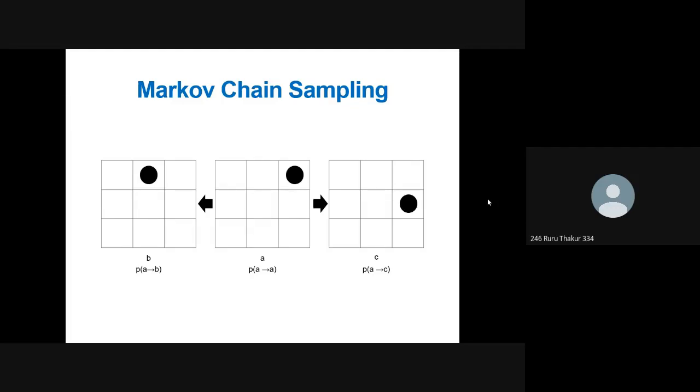If it's thrown up or to the right, those moves are rejected and the pebble stays at site A. But if it's thrown to the left, we move to site B, and if it's thrown down, we move to site C. Now, the transition probabilities for these sites are given below their respective grids. For site B, it's P of A to B. For site A, it's P of A to A. And for site C, it's P of A to C.